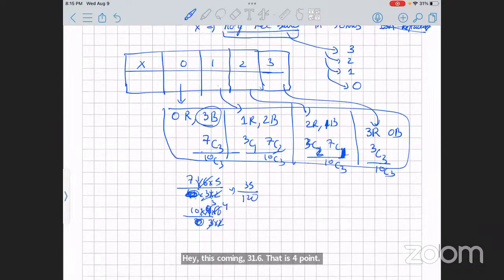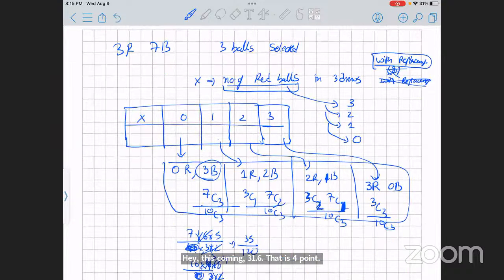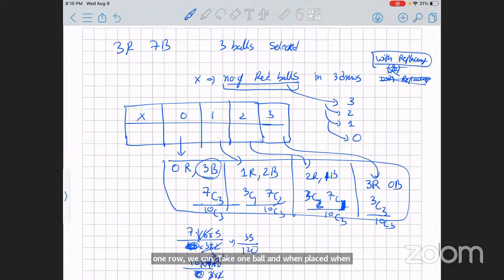Am I doing it right? With replacement or without replacement? With replacement, sir. One by one with replacement. In one row, we can take one ball, and when placed back, then again take one ball, then keep it, and then take one ball. Okay, just here we got wrong. Just wait.